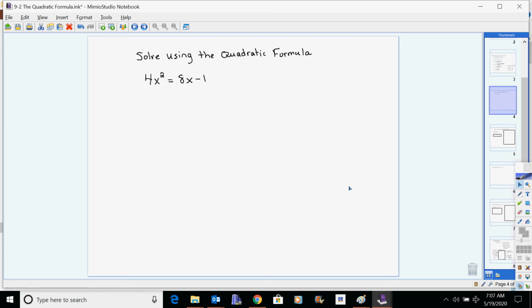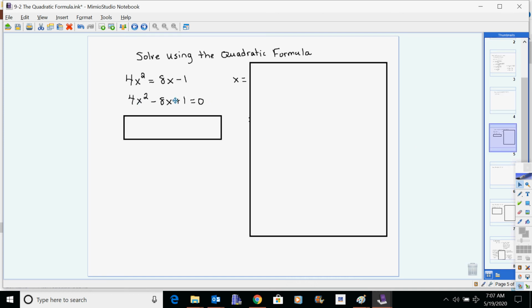Now, remember we said that you have to have a 0 on one side. There's no 0 on one side, which means that we've got to subtract the 8x and add the 1 to both sides in order to make it so you've got a 0 on one side. Then the criteria are met. You have an a, you have a b, and you have a c.